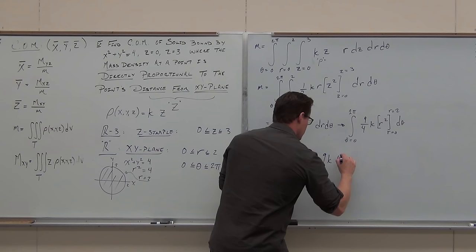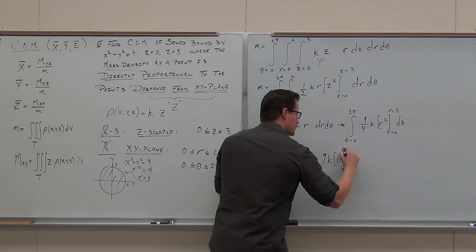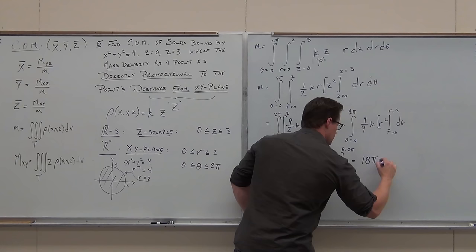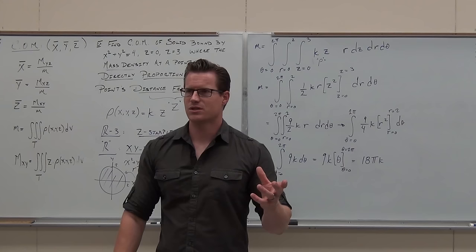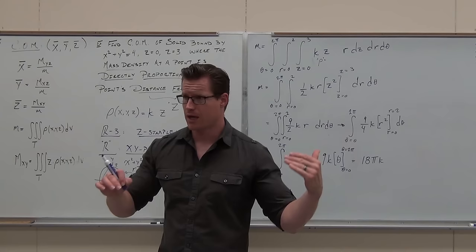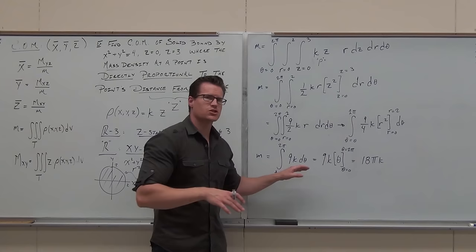Where theta equals 0. Get 18 pi k. Are you okay with that? Seriously, are you okay with it? What's the k do? It's a constant of variation. If we would have the mass density at one point, we could have solved for k. We don't have that, so we can't solve for k. It just stays there. What I want to make sure you understand is that we just solved for an expression for mass. That's exactly what we solved for.